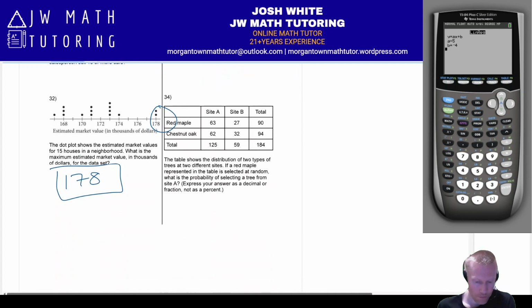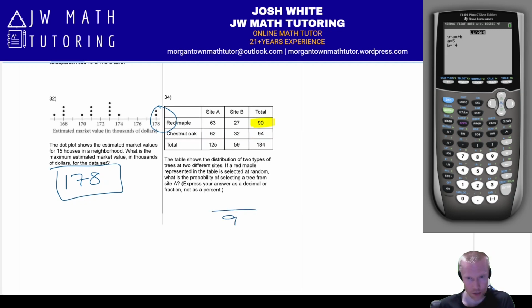For 34, on this question, you've got basically a table here with some values. And they want to know, okay, if you select a red maple tree, what's the probability it's from site A? So if you're selecting a red maple tree, that means you have 90 total options to choose from. So in our probability, it's going to be something out of 90. And the number of favorable outcomes, which goes on top, is, well, the number that are from site A, which is 63.